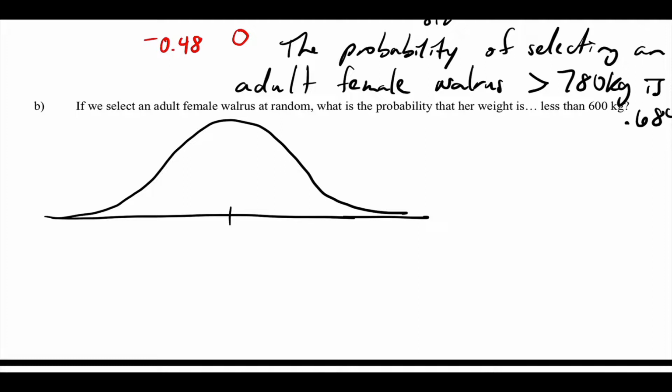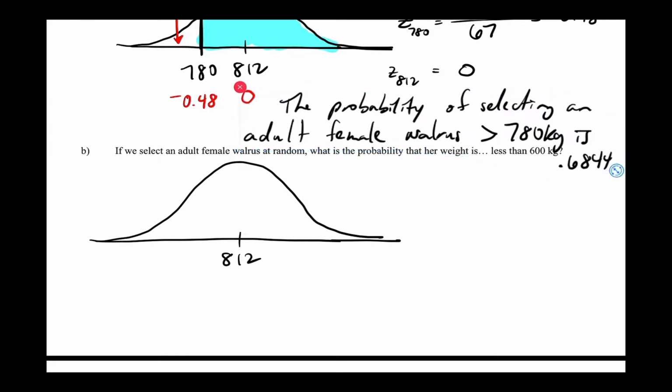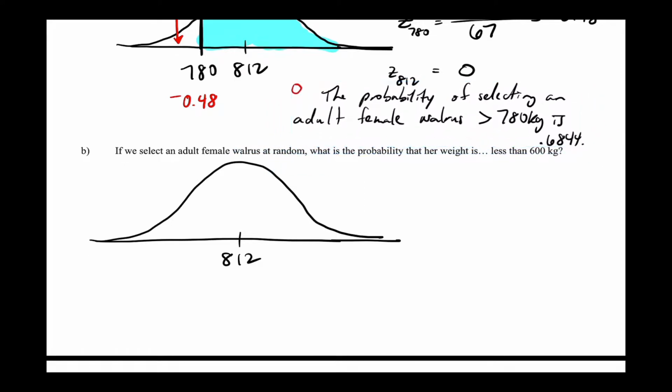Okay, so always start off with the mean. The mean is the same for this one, it's 812. The question said less than 600. So I'm going to label 600. Give me a second. I'm going to make this a little smaller so it doesn't run into the next. Okay. So we have less than 600, right? So 600 is over here. Less than means we shade to the left. We have to find that percent there, or that decimal there. That's what the question is asking.